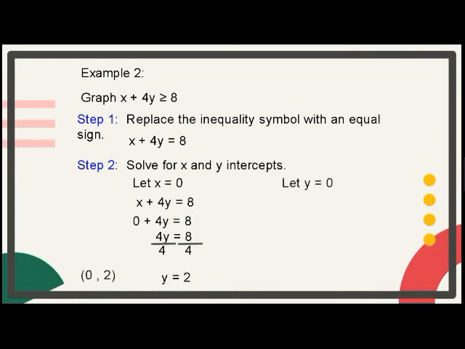Next one, let y equals 0. Substitute the value of y to our equation, x plus 4y equals 8. So, x plus 4 times 0 equals 8. Solving for x, we have x equals 8. Our point now is 8, 0.